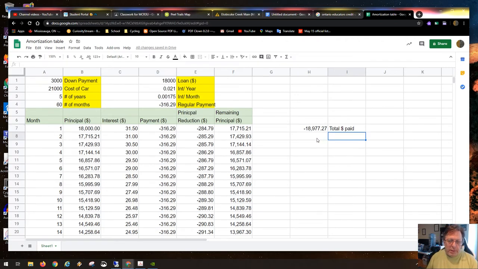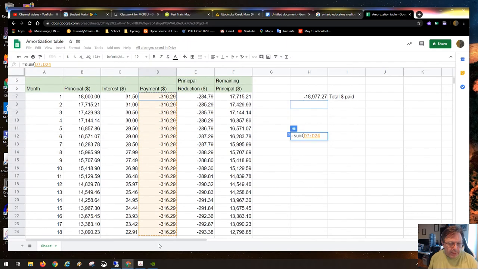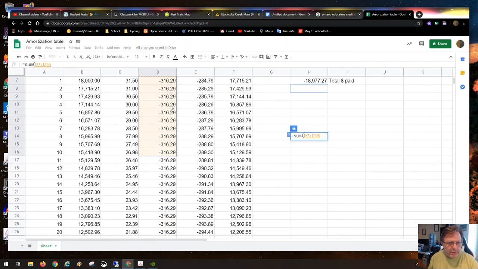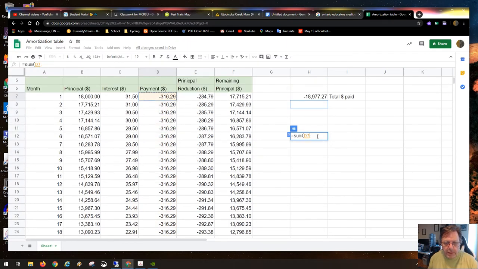Here's another way of calculating the same amount. How about if we do this? Sum, and then I have to select everything down here. Actually, I don't have to do that. Sum D7 down to, what's 7 plus 60? 67? So from D7 to D67, okay? And we get the same thing.